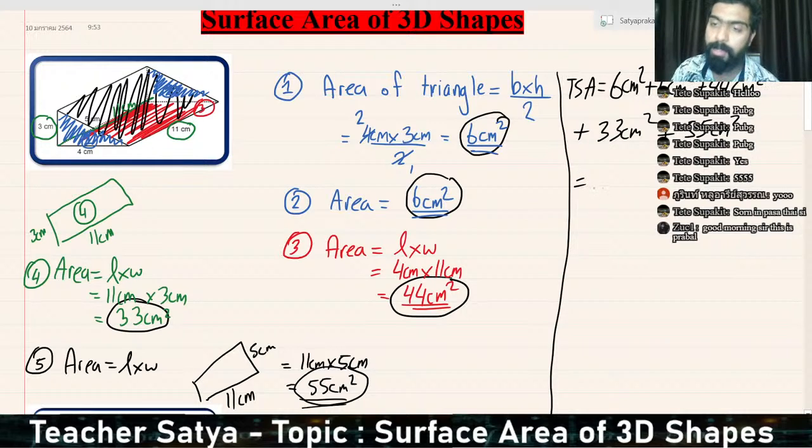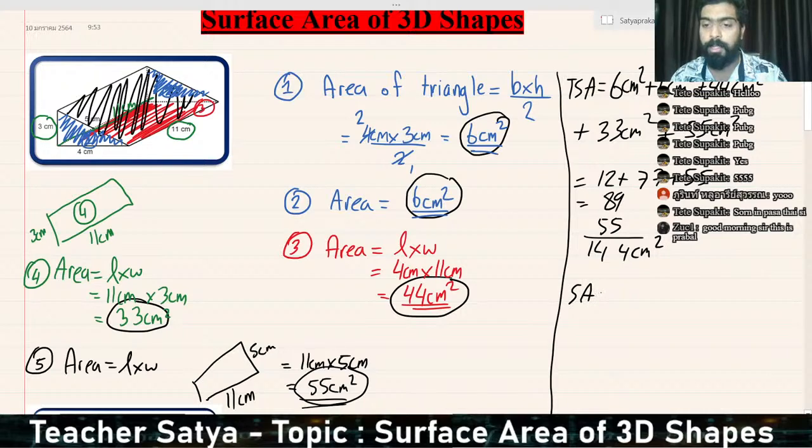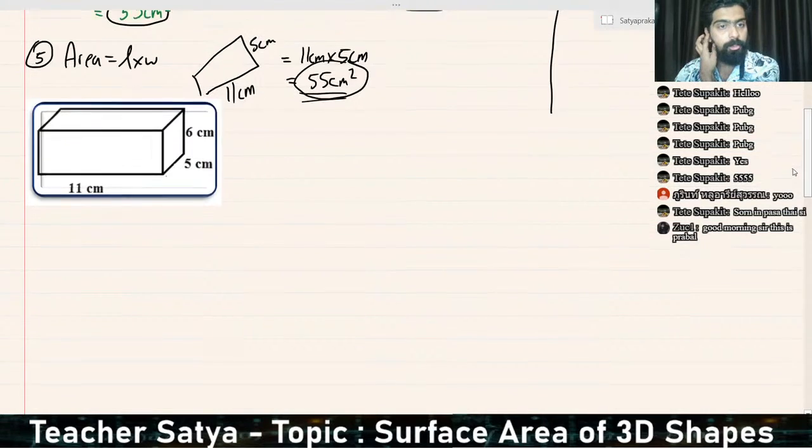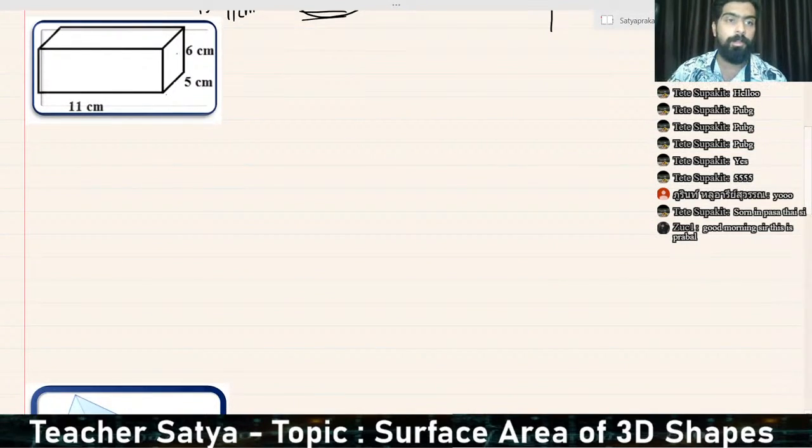So once we add all of that, let us see how much we have. We have 12 plus 77 plus 55, which is equal to 89 plus 55, which will give us 144 centimeters square. So the surface area of this triangular prism is equal to 144 centimeter square. Right guys? Alright, let's go ahead to question number 2.